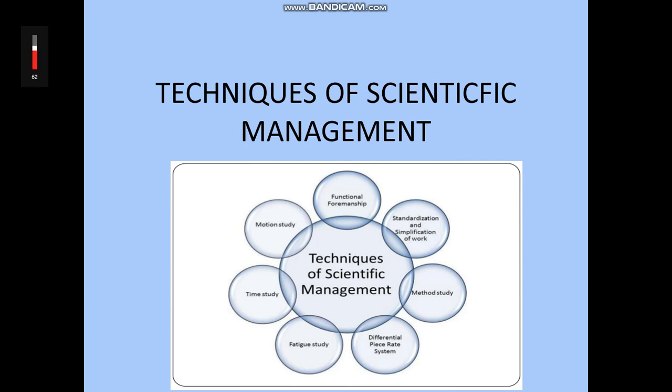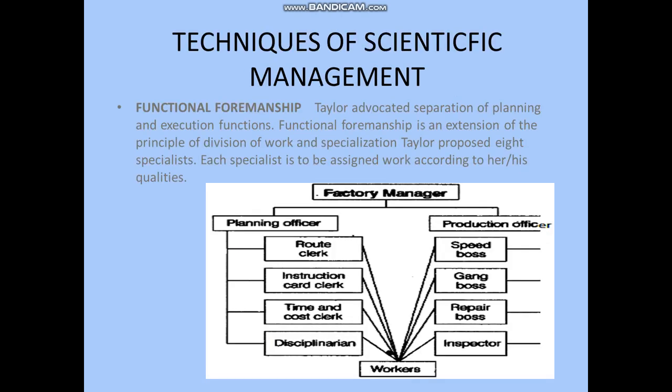Hello students, we are going to start with our next topic, techniques of scientific management given by Taylor. As you can see on screen, there are 7 techniques given by Taylor: functional foremanship, standardization and simplification of work, method study, differential piece rate system, fatigue study, time study and motion study.